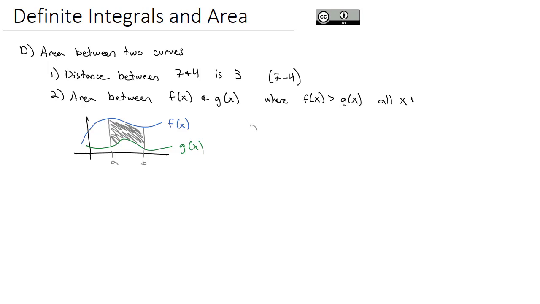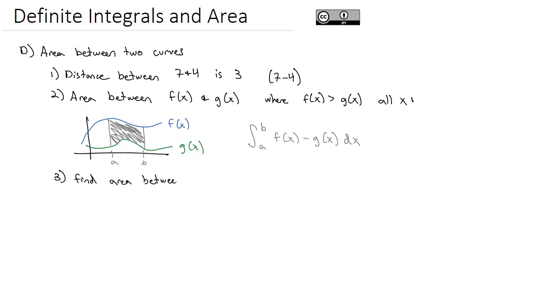Well, that's going to be, as you might expect, the integral from a to b of, and just like we took the top minus the bottom, 7 minus 4, we'll take the f of x minus the g of x dx and evaluate that.